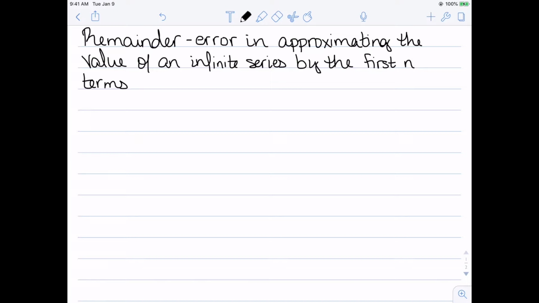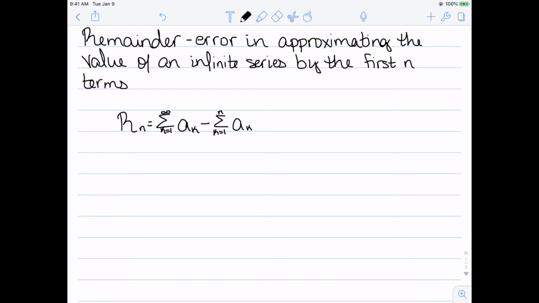We define the remainder to be the error in approximating the value of an infinite series by the first n terms. So since an infinite series is an infinite sum, if we just sum the first n terms, the error from that will be the remainder.